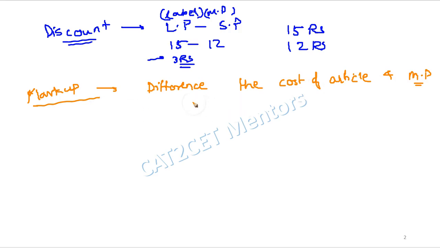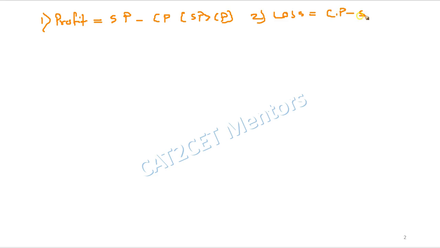Okay. Now moving on, let us discuss the basic formulas that are involved in the calculation. We have discussed two formulas earlier while defining the terms. The first one was profit. Profit is equal to selling price minus cost price whenever the selling price is greater than cost price. The formula for loss is equal to cost price minus selling price whenever my cost price is greater than the selling price in a transaction.